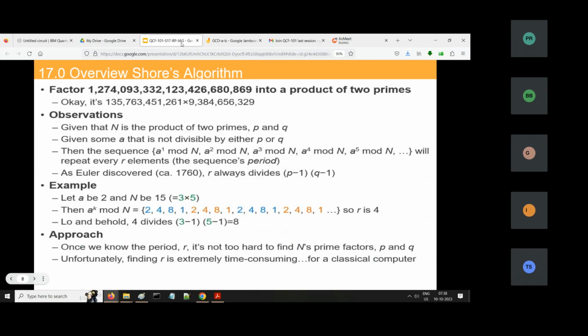So if we divide 32 by 15, you get a remainder of 2. Again, 64: 15 fours are 60, you get 4. So this will keep on repeating: 2, 4, 8, 1, 2, 4, 8, 1, 2, 4, 8, 1. What it means is the repeat factor r is 4 for the number 15. And so this is what we need to determine.